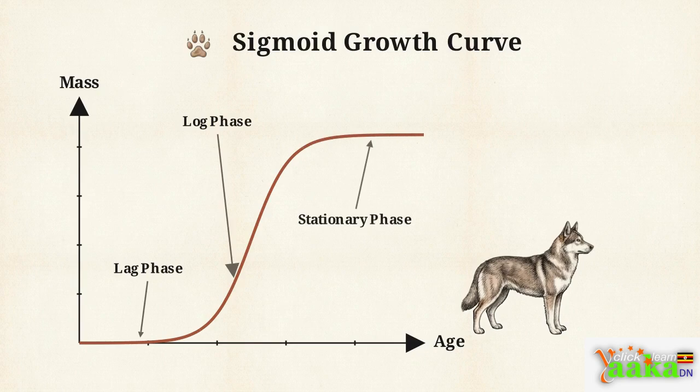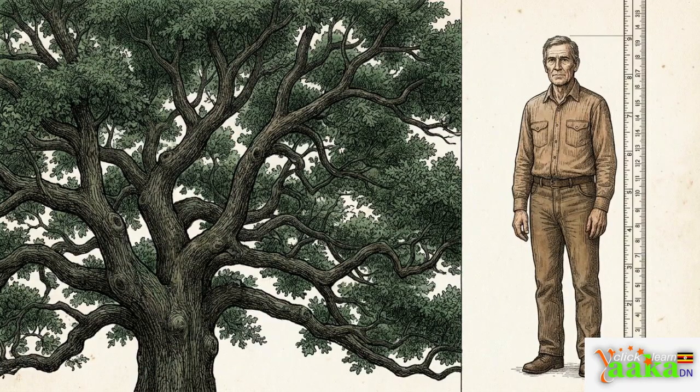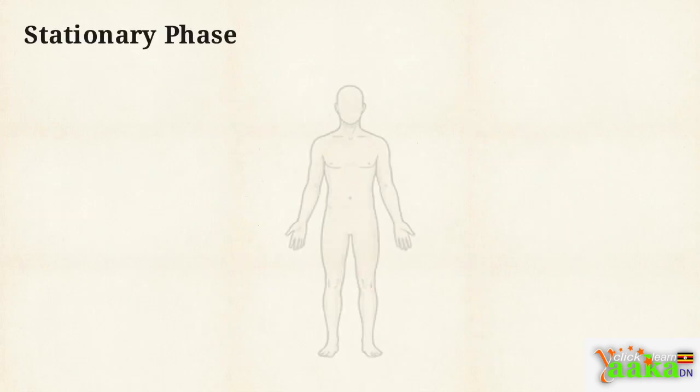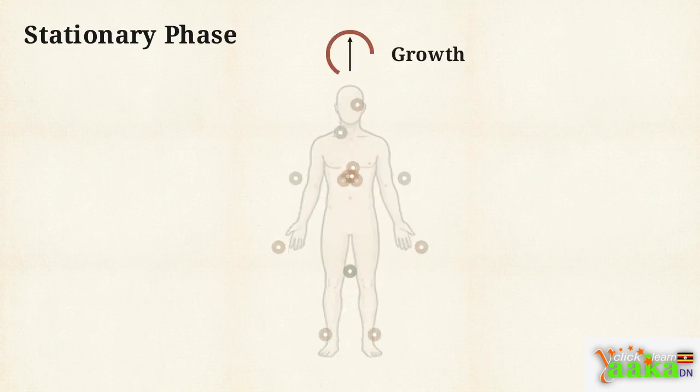As the animal reaches maturity, growth slows down until it levels off into the stationary phase. Unlike plants, animals are programmed to reach a physical limit. Once an organism hits the stationary phase, cellular energy is used exclusively for repair and maintenance rather than further growth.